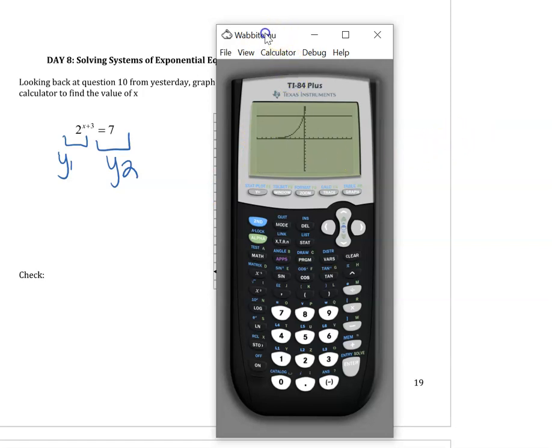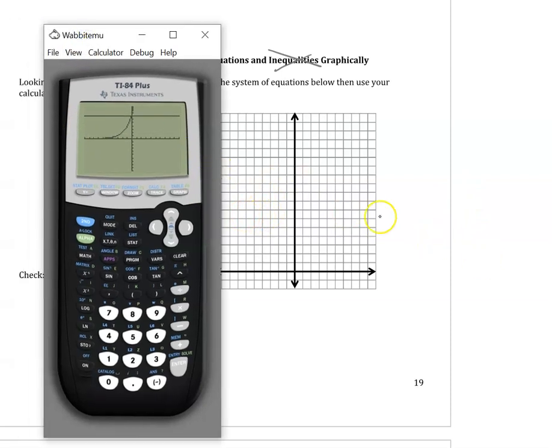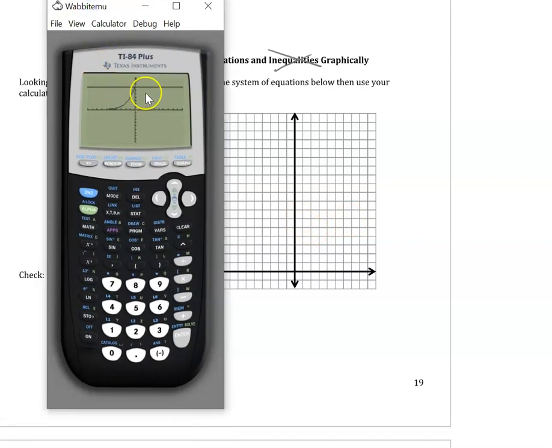So if I wanted to take the time, I would graph this using my table. Hopefully you guys are okay with me just explaining it here because I think you guys should all know how to graph. The idea is you're just finding that intersection point. So I'm going to hit second trace, intersect, which is option 5.